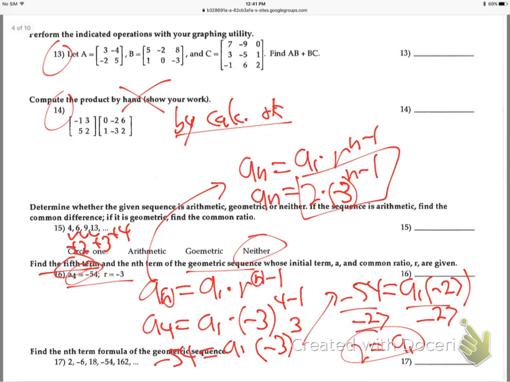Good. And then 17, find the nth term. Same thing. It's the nth term for the geometric. 18 and 19, or 19 and 20 were binomial. We just did binomial, so you need to review binomial. What was 18? Oh, yeah, those are hard. We don't have time for that.